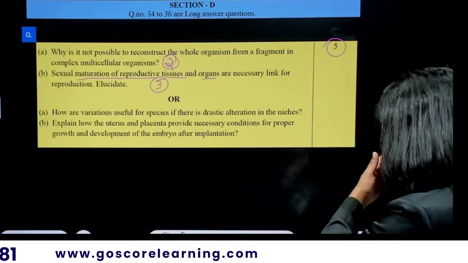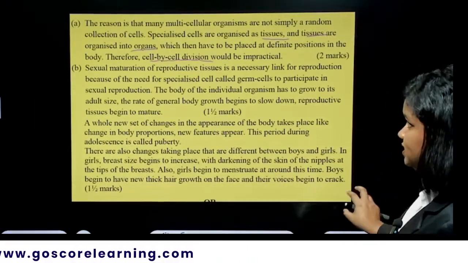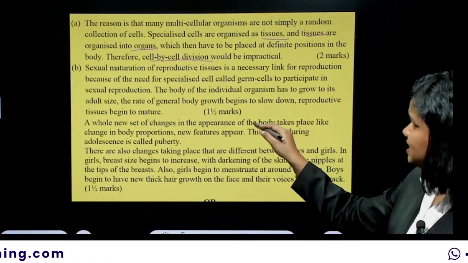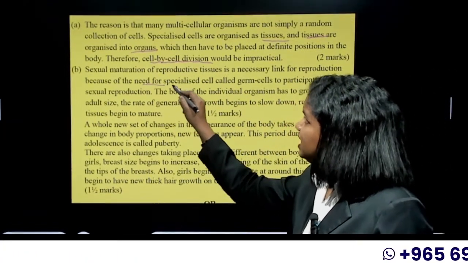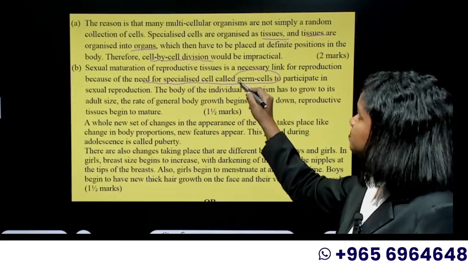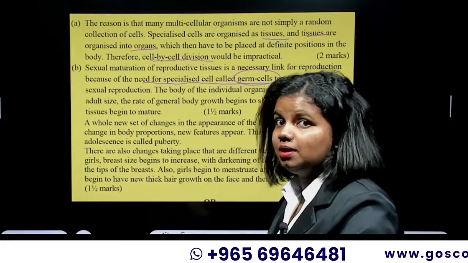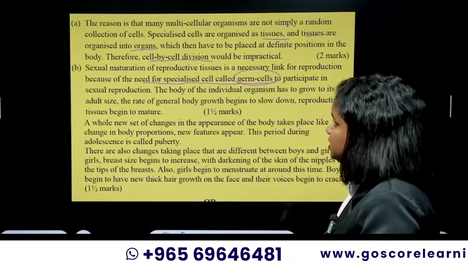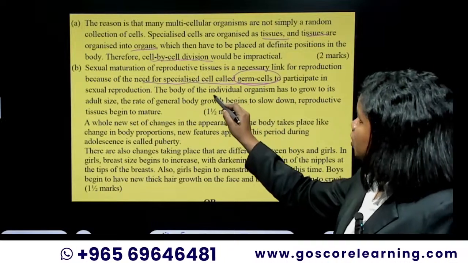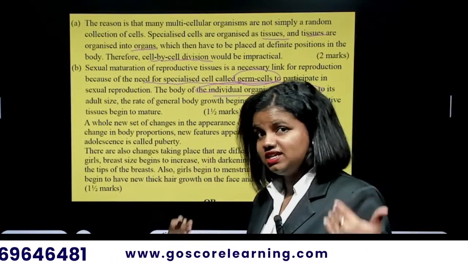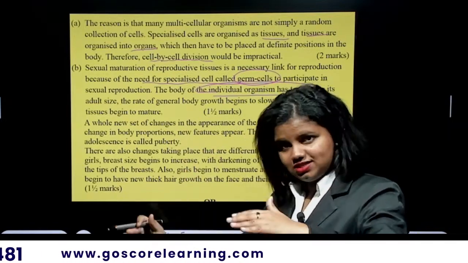And the same section has subdivision 2. Let's see. Sexual maturation of reproductive tissue is necessary because we need specialized cells called germ cells. So you have to talk about gametes, how male and female gametes are important in sexual maturation. Then the body of the individual organism has to grow. Our physical appearance should grow to an adult size.